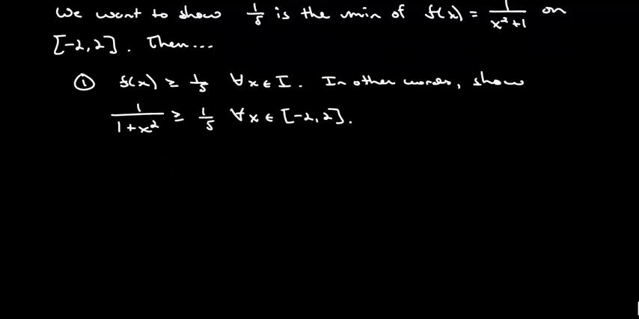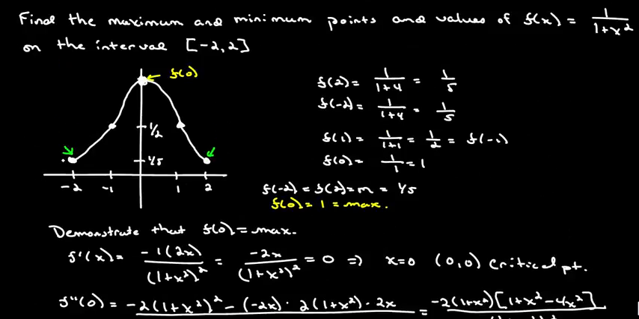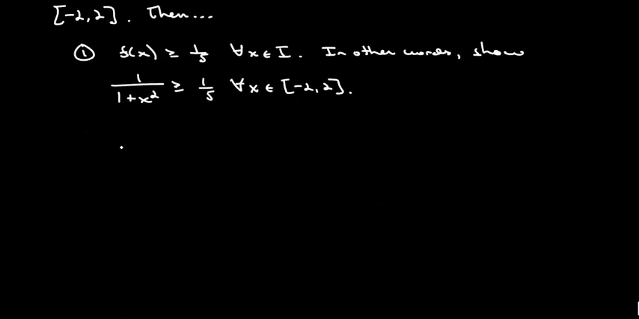Well, let's take a look at this. It is very clear that on this interval, the function x squared is always less than or equal to the number 4 for every x value from -2 to 2. So this is clear.